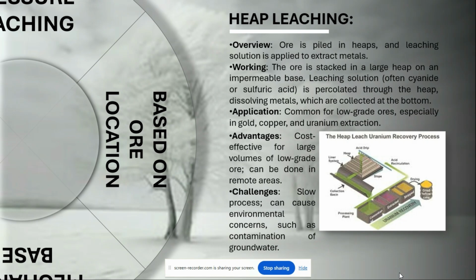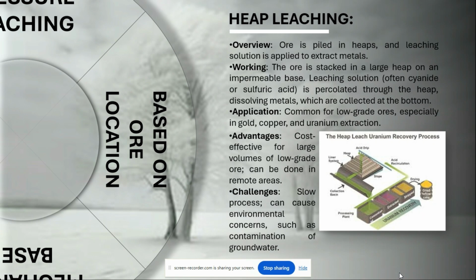In heap leaching, ores are piled up in containers. These containers are much bigger in volume, even bigger than our P block building. And leaching solution is added into these extract volumes and we get the desired metals.